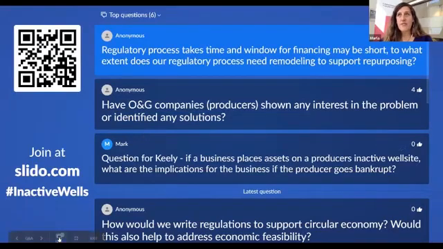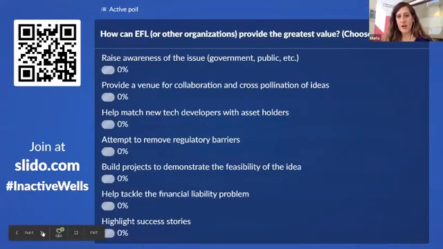Great. So I want to call on everybody's help once again with one final poll question. We have identified a number of things that are problems, and the question for you is really, where should we be focusing our efforts? How can the EFL or other organizations provide the greatest value? You can choose up to two of these things. What should we be working on in your mind in terms of trying to move this forward?